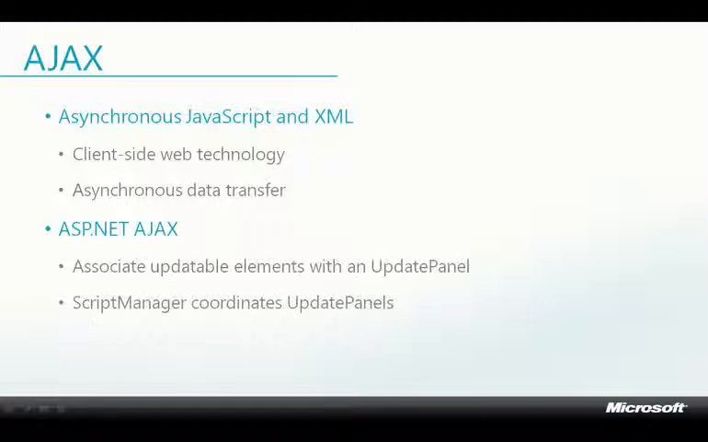ASP.NET Ajax, that's Microsoft's implementation of Ajax, lets you implement partial page rendering without writing client script. To do that, you identify the parts of the page that are updatable, and you add them to a server control called the update panel. And then postbacks from controls that are inside the update panel will cause asynchronous postback behind the scenes and only a partial page update. Then a script manager control coordinates all the update panels on one page.